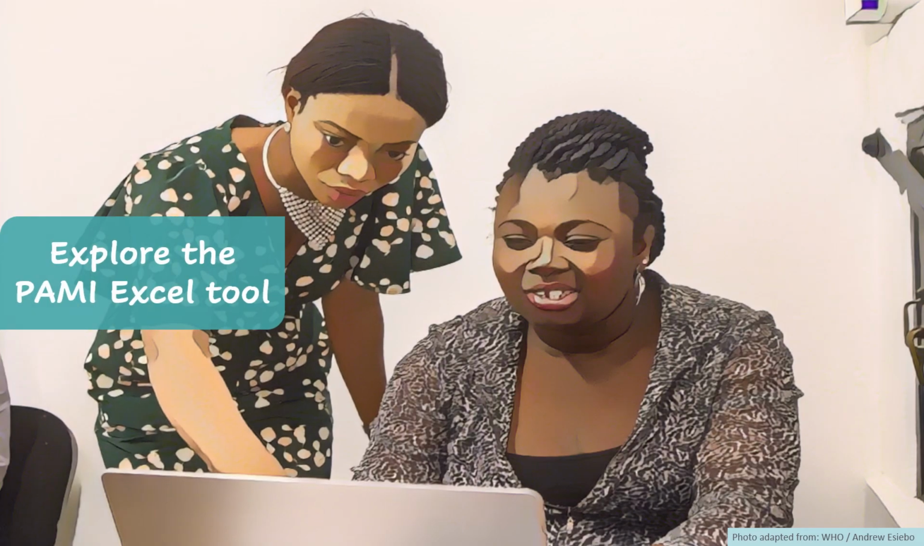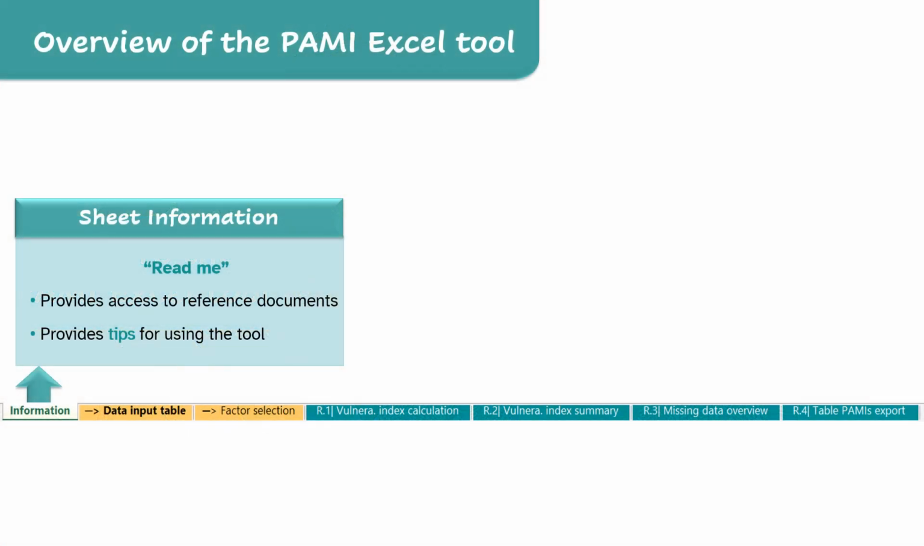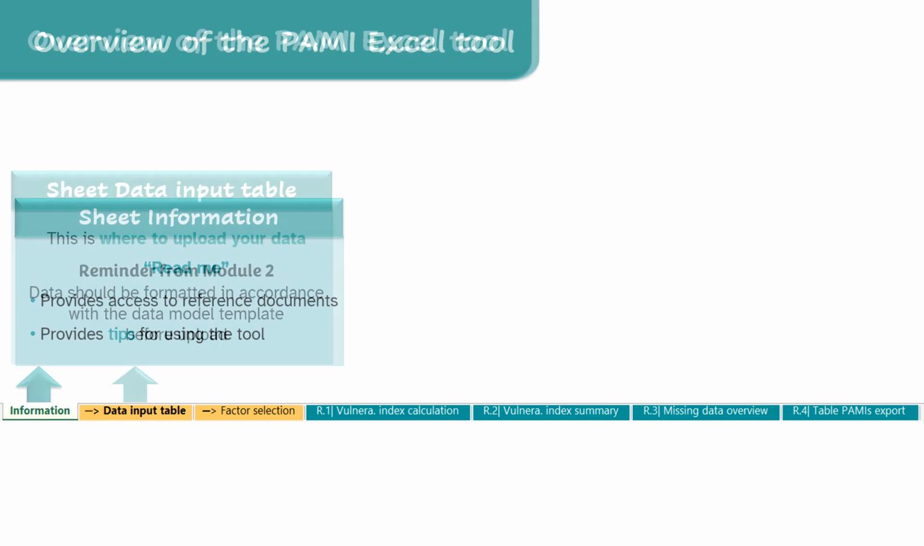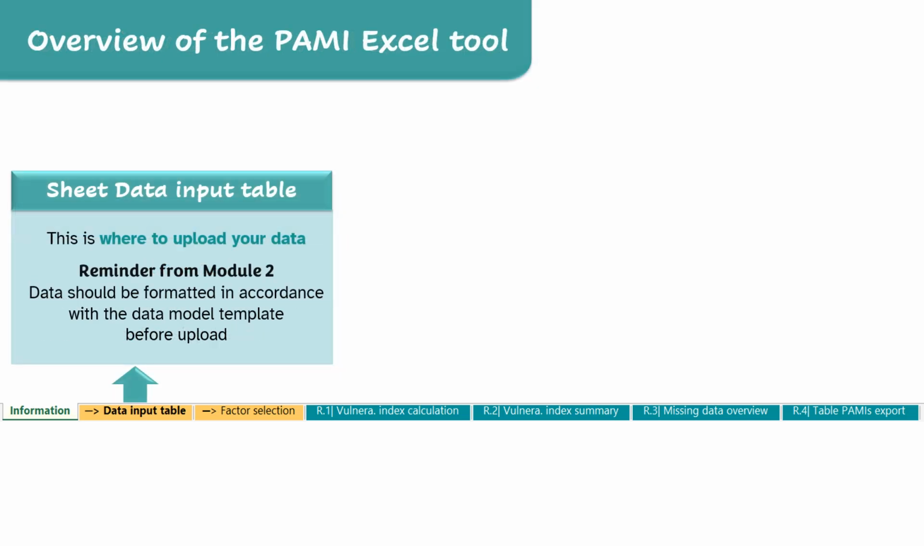To get started, we are going to quickly walk you through the different sheets of the Excel tool. The first sheet of the PAMI Excel tool is called Information. Basically, this is a README sheet where you will find links to reference documents and tips regarding how to use the tool. The next sheet of the PAMI Excel tool is called Data Input Table. This is the sheet where you're going to upload your data for analysis. For the tool to compute the calculations, your data should be formatted in accordance with the GTFCC data model template.